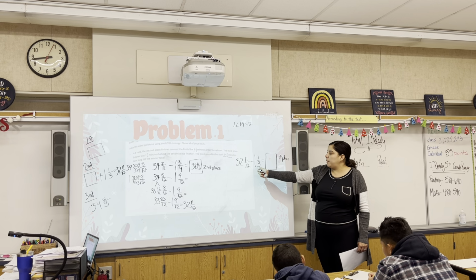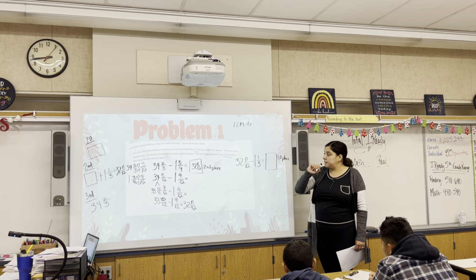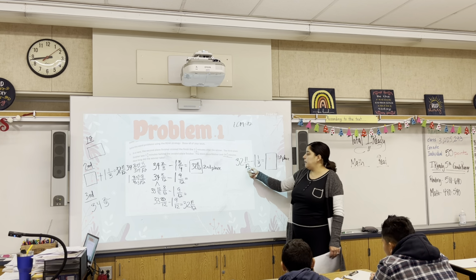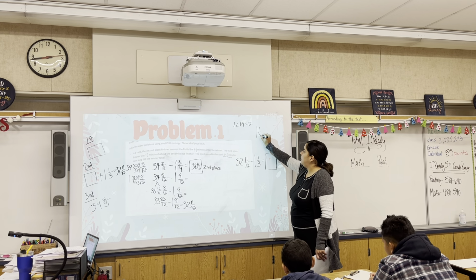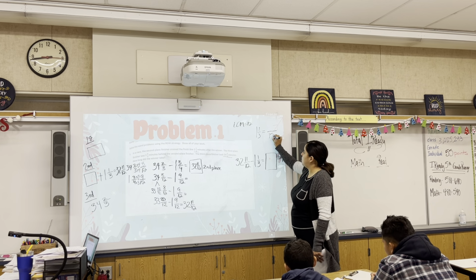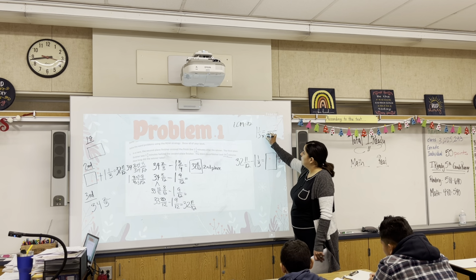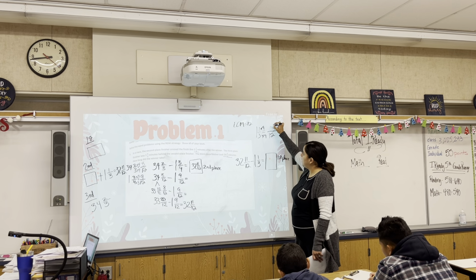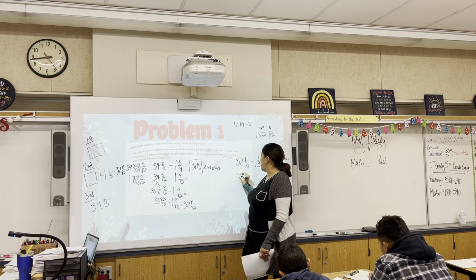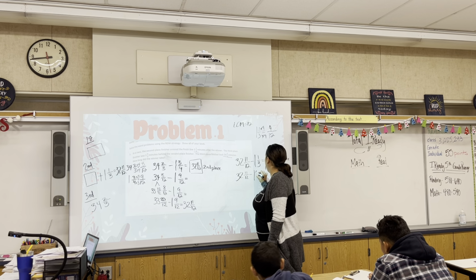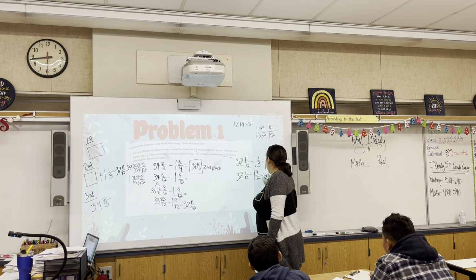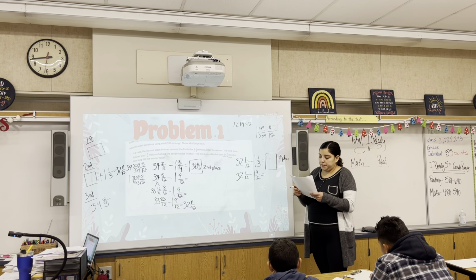So what's my least common multiple for these fractions? 12. So then do I need to convert this one? No. Okay, so then what about 1 and 1/3? It's equivalent to something over 12. Times 4. Whatever I'm doing to the denominator, I'm doing to the numerator. 1 times 4 is? 4. So then this is going to be 32 and 11/12 minus 1 and 4/12, right? Good.